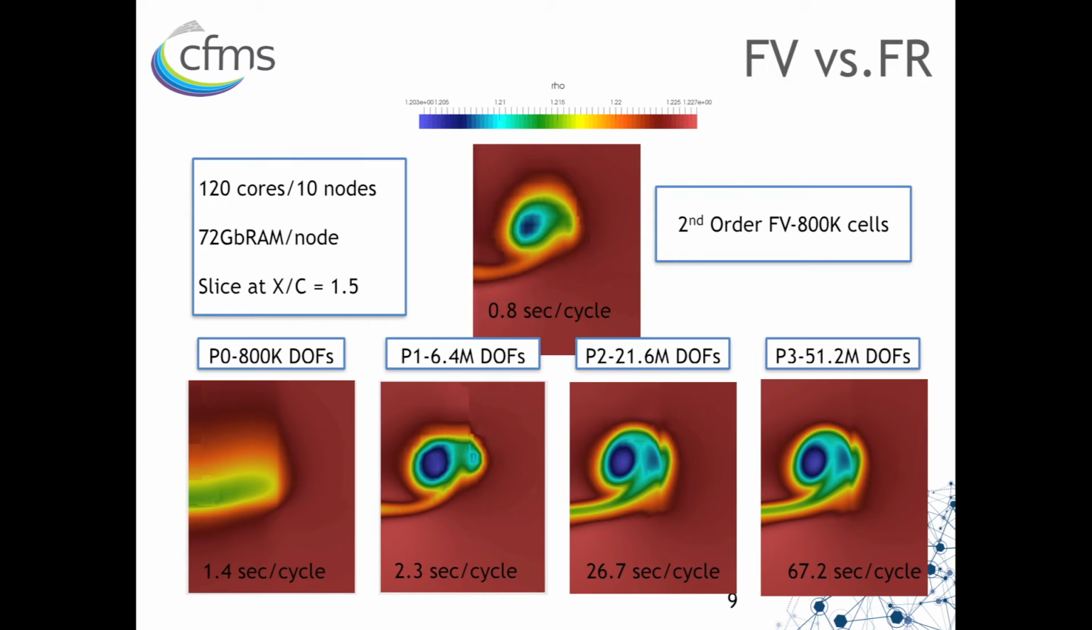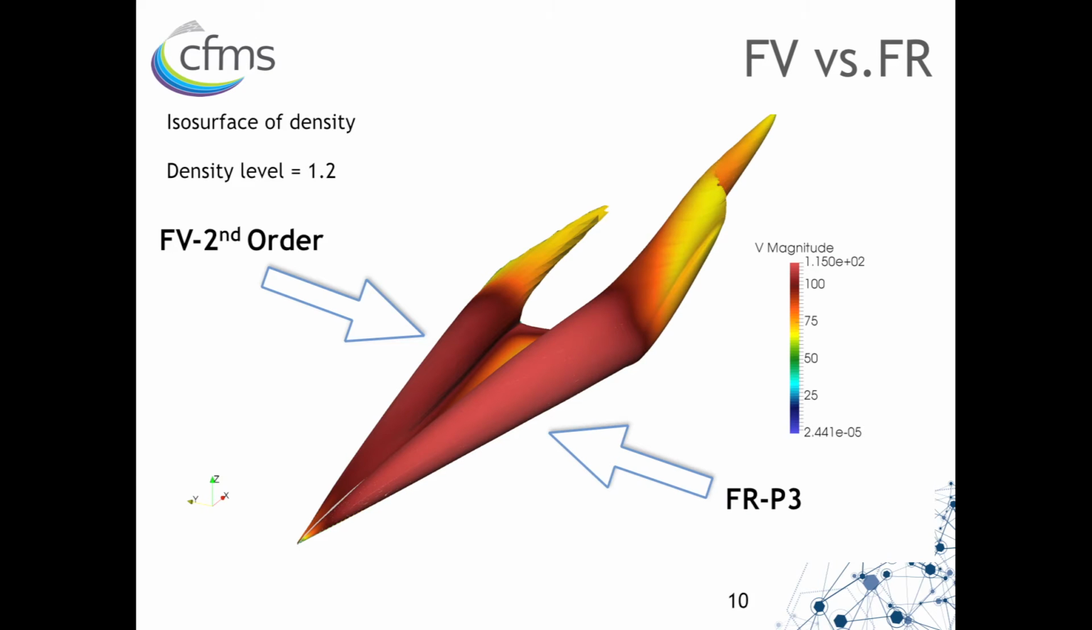The next step was to look at how well these vortices are preserved in the free stream. What you see here is an isosurface of the density level of 1.2, and the isosurfaces are colored by the velocity. You can see here that the finite volume solution does not capture the pairs of vortices very well, whereas the P3 approach really captures, propagates and preserves the vortices very well in the wake.